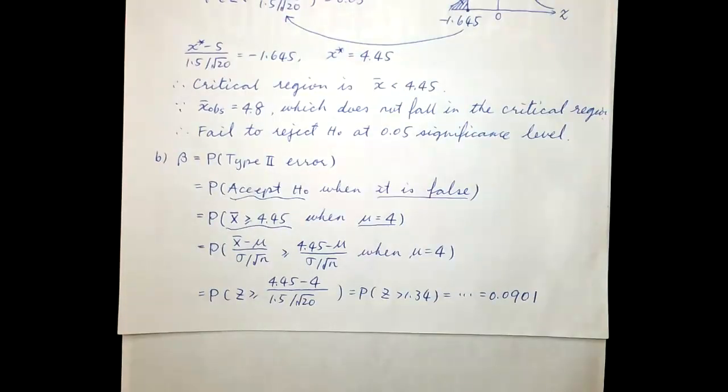So we have a beta value now. Beta is a probability to make another type of error. We don't want to make any types of errors, so we want beta value to be small as well. This result, 0.09, oh, this is so large. Oh, believe me, it's not that bad.